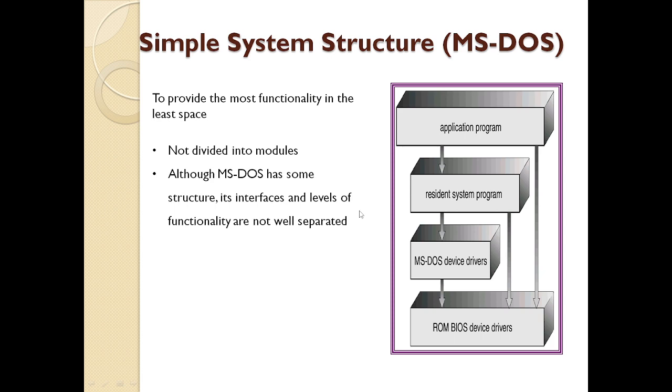In the simple system structure, all the components are divided into modules. For example, the modules are the application program, resident system program, MS-DOS device drivers, and the ROM BIOS device drivers. These modules are assembled in a layered format, and each module interacts with the adjacent and the next level of modules.